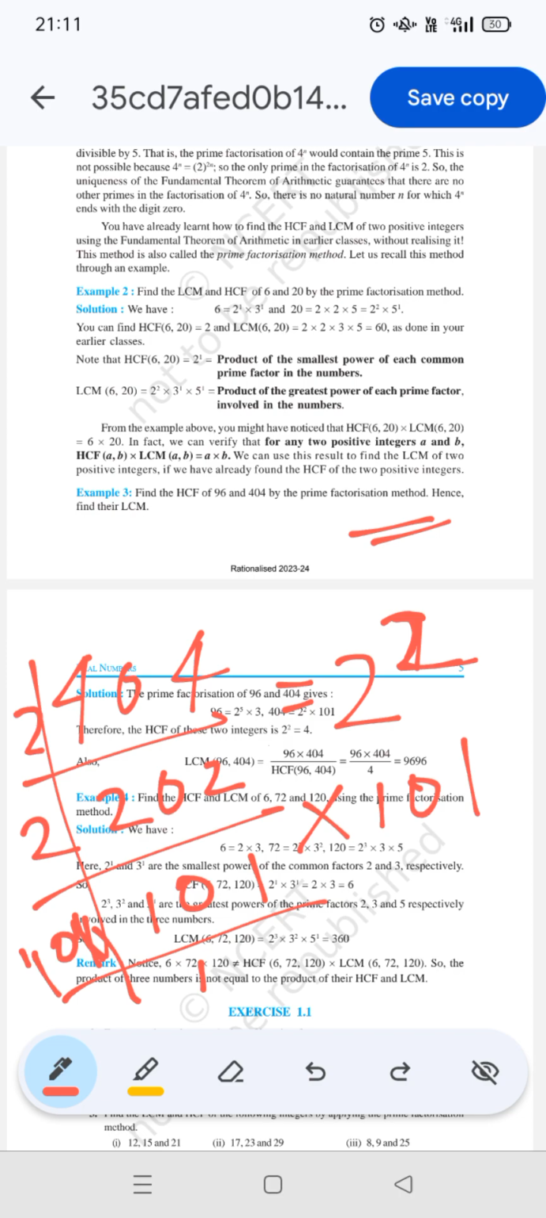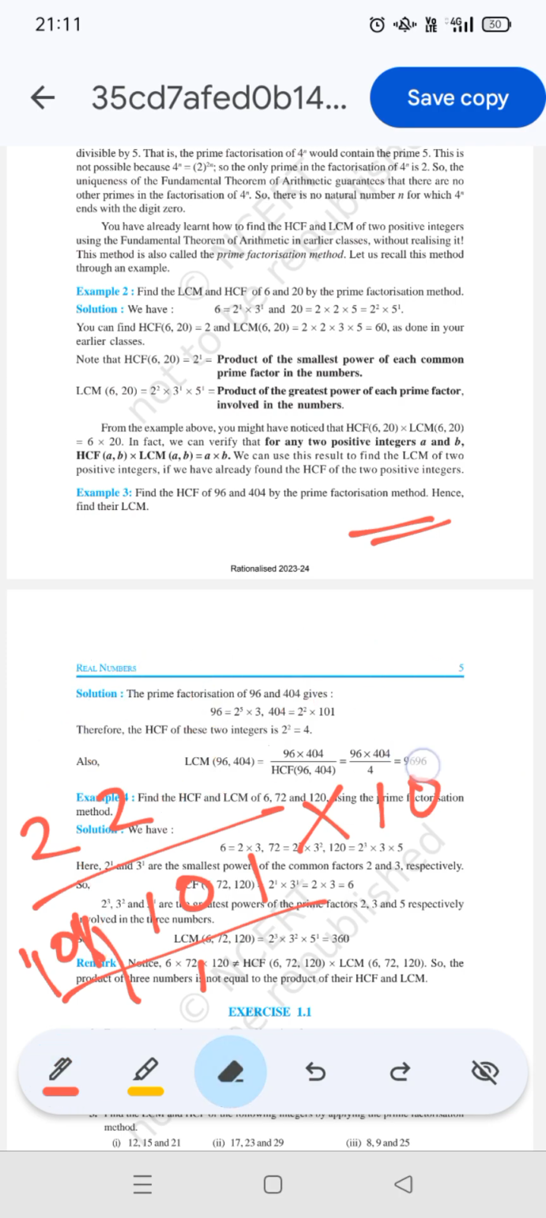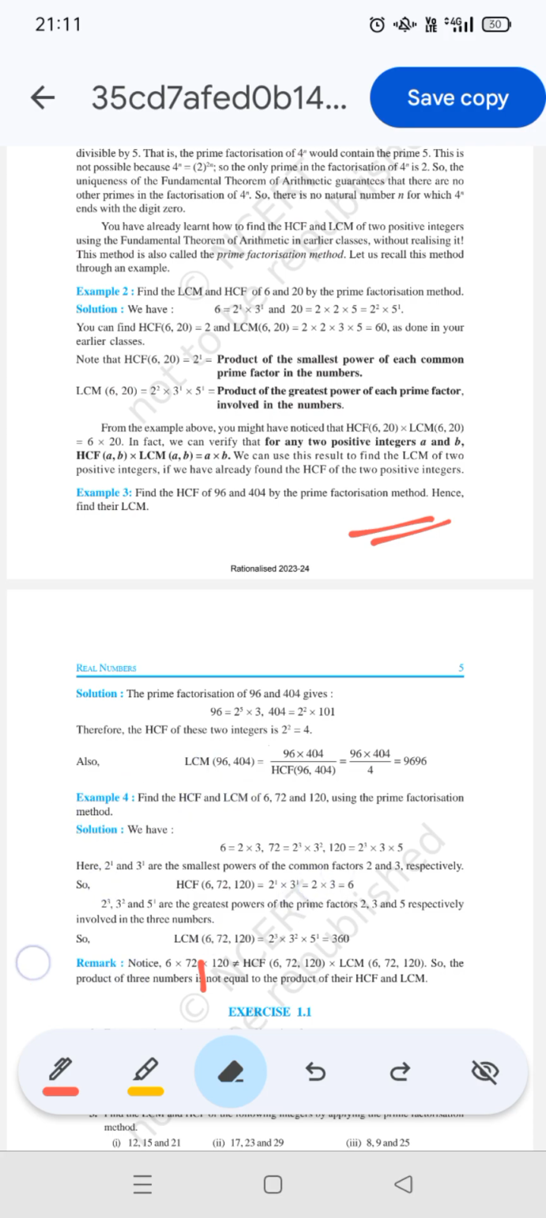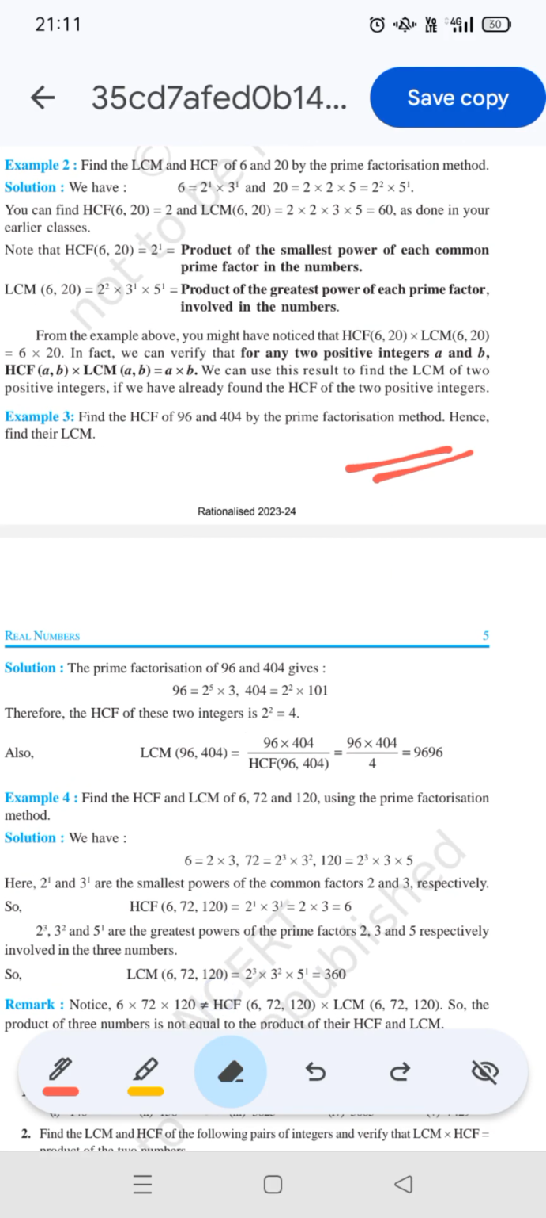This is the answer simplified and given over here. 96 is equal to 2 power 5 into 3, and 404 is nothing but 2 square into 101. From this we can say that 2 power 2, that is 2 square, is common, so 4 is the HCF of these two integers.